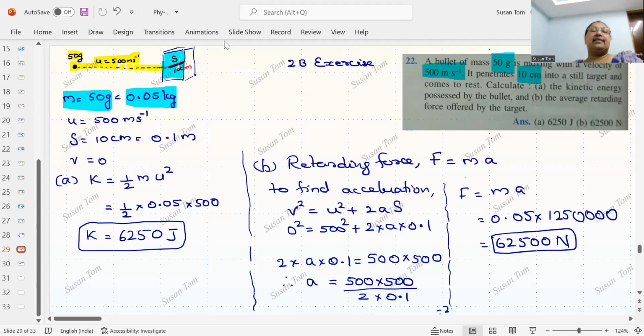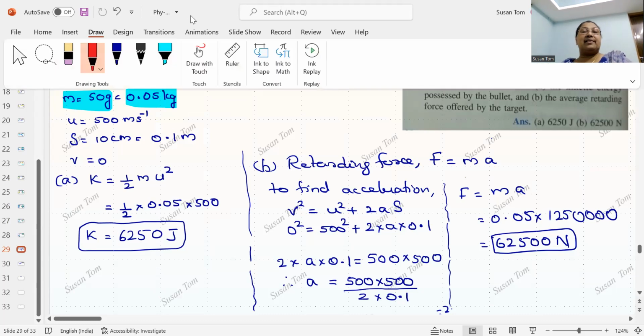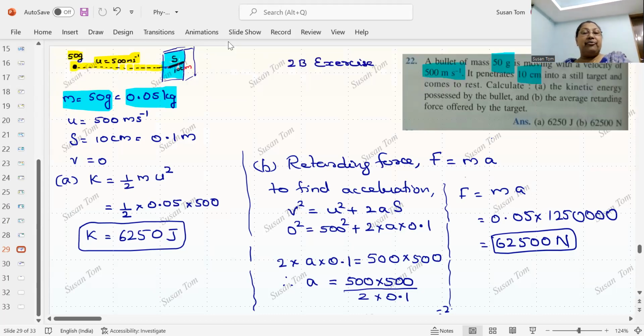It strikes at that. What happens to it? It will penetrate with a great velocity. Before it gets stopped, it will penetrate into it. And that distance into which it is penetrating is 10 centimeters. And finally, it comes to rest, which means the final velocity will be 0. So all these things you have to imagine and take accordingly.